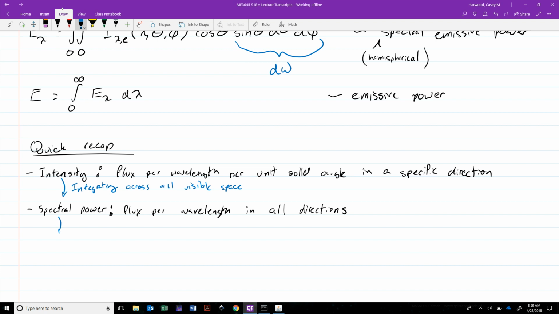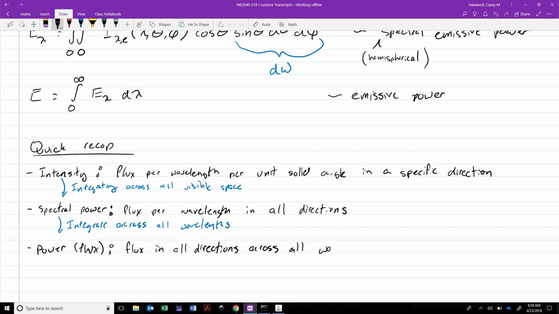And then we integrate across all wavelengths to arrive at the power, which is really a flux, because it's really power per unit area. Flux in all directions across all wavelengths. I just want you to understand this difference between intensity, spectral power, and power.